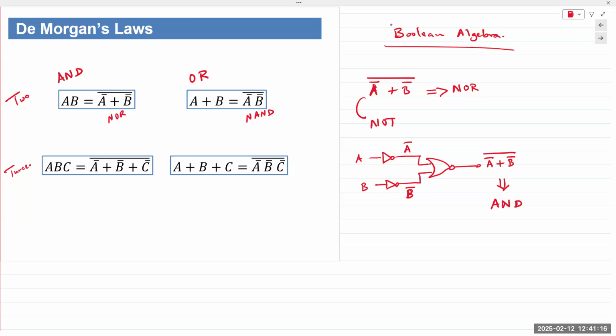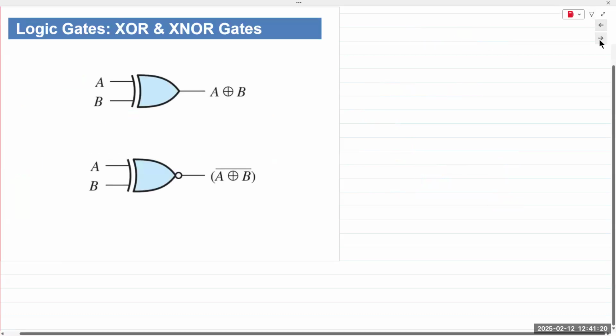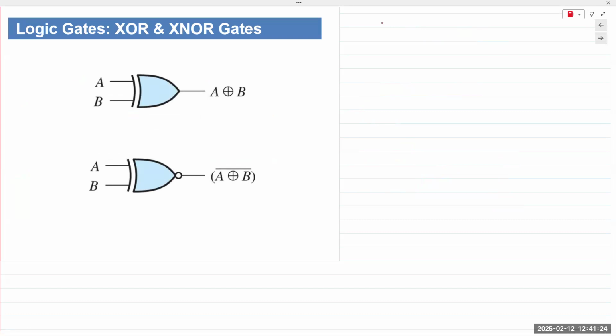Okay. All right, let's take a look at a couple more gates. These are known as XOR and XNOR. The X stands for exclusive. So it's exclusive OR gates and exclusive NOR gates.